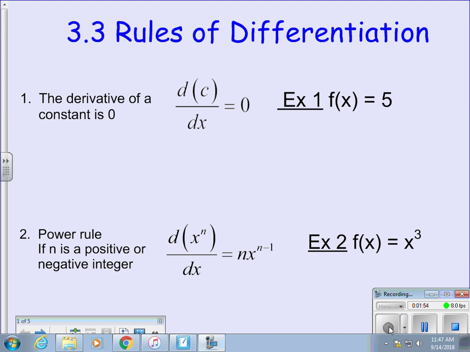So, for example, the derivative of a constant. Okay, the derivative of a constant is 0. For example, if f of x equals 5, f prime of x is 0. And this makes sense because if I were to graph 5 as y equals 5, that would be a straight horizontal line. What is the slope of a horizontal line? It's 0.